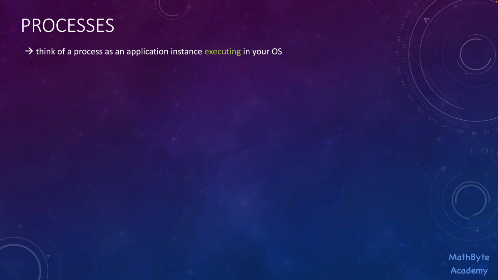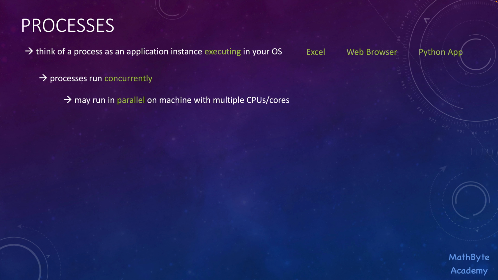So let's talk about processes. So think of a process as an application instance executing in your OS, like Excel and a web browser and a Python app. Now, all these are running at the same time. So these processes are running concurrently, right? They're running at the same time. Now, they may run in parallel on a machine with multiple CPUs or cores, or they may be using interleaving or time slicing. Even on a multi-CPU core machine, you might still have processes that are running using time slicing.